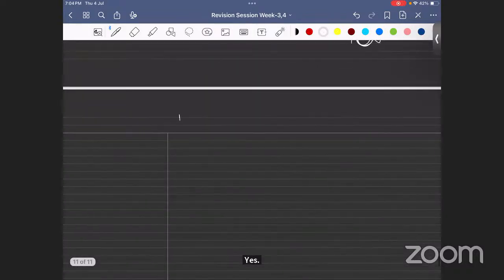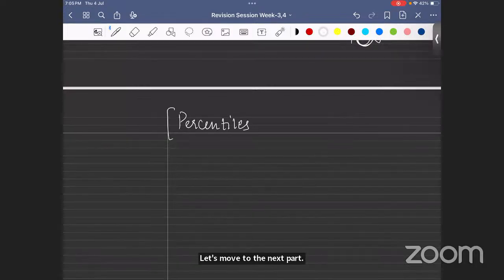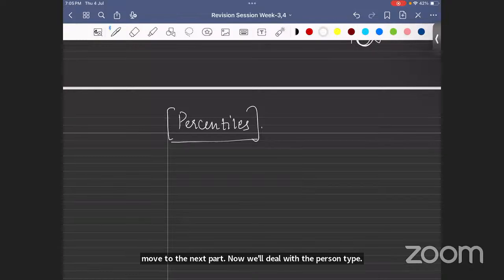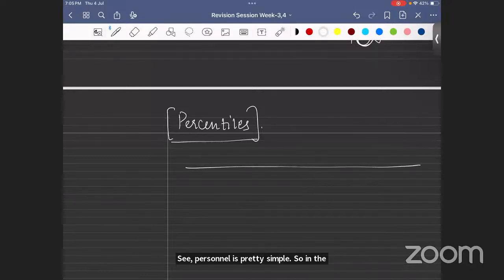Now we'll deal with the percentile. See, percentile is pretty simple. In the percentile, whatever data points have been given to you, you divide the whole data into some sort of 100 or 99 points. You'll start with 1 and go till 99, or maybe the last one is 100. Or you start with 0 and go till 100.